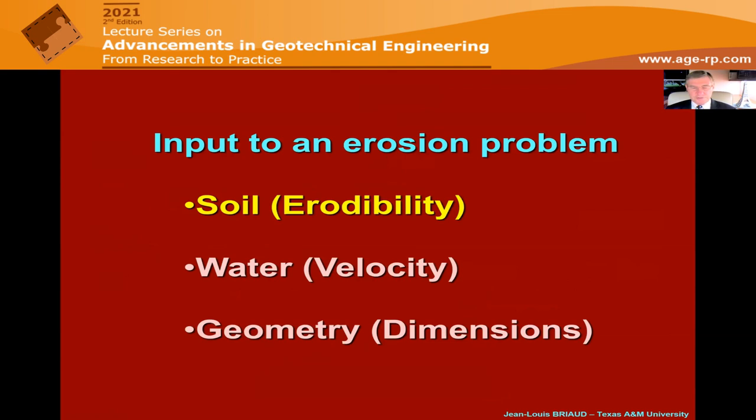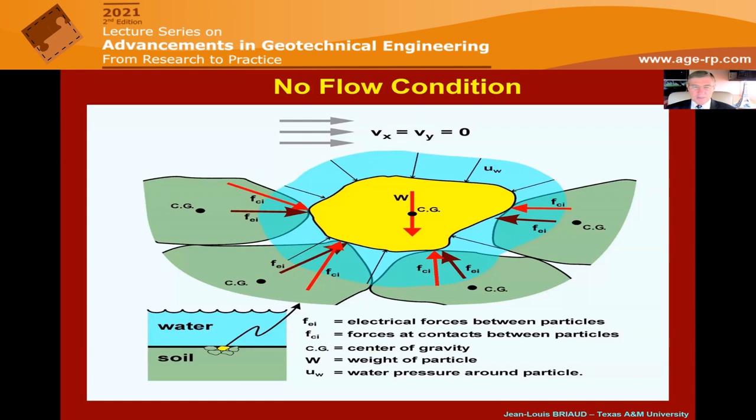Let's move now to the fundamentals of erosion. An erosion problem is always made of three components: the soil, the water, and the geometry of the obstacle that is in front of the water. Let's say that now you're at the bottom of a lake and you're this yellow particle, and you're in equilibrium because you have a certain hydrostatic pressure above the particle. You have a little bit higher hydrostatic pressure at the bottom of the particle because you go deeper, but the uplift force on that particle is smaller than the weight of the particle. So the particle is in equilibrium.